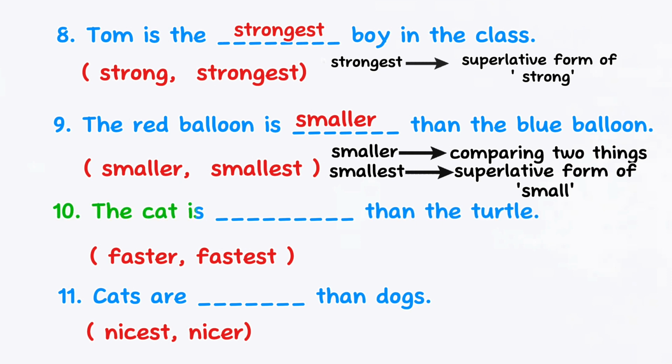The cat is blank than the turtle. The choice is faster, fastest. The answer is faster. The cat is faster than the turtle. Faster is the correct choice in this sentence. Faster is used to compare two things, indicating that the cat has a higher speed than the turtle. Fastest would be used if comparing three or more things, indicating that the cat is fastest among them all.